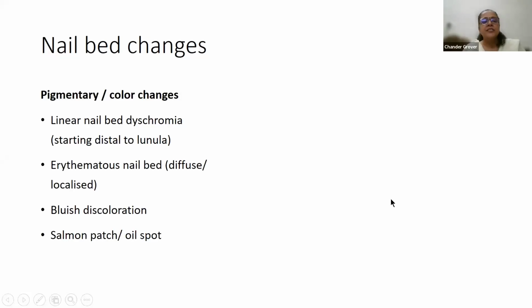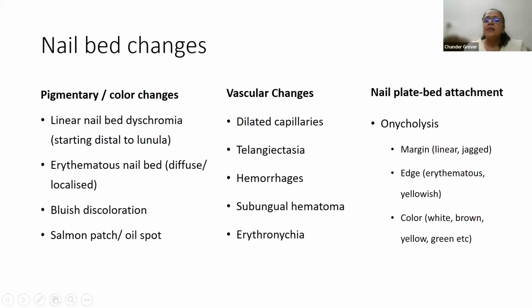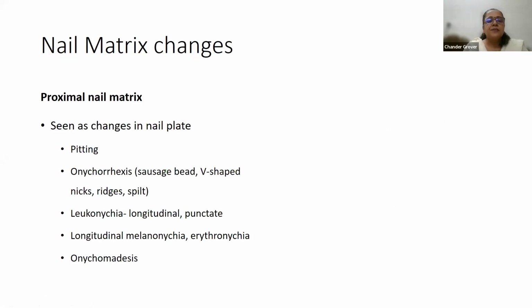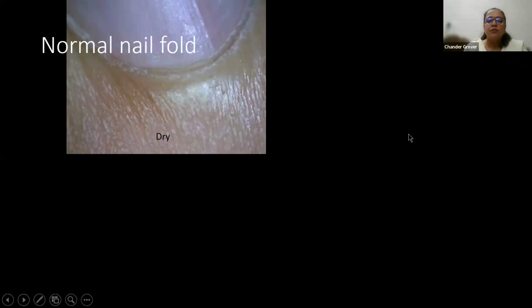The nail bed changes, you need to comment upon the pigmentary or the color changes, the vascular changes, and the other changes which are present in the form of the attachment, whether it is broken or intact. Matrix changes. Proximal nail matrix will be producing all these changes in the plate we have just discussed. The distal nail matrix you can examine as changes seen within the lunula.